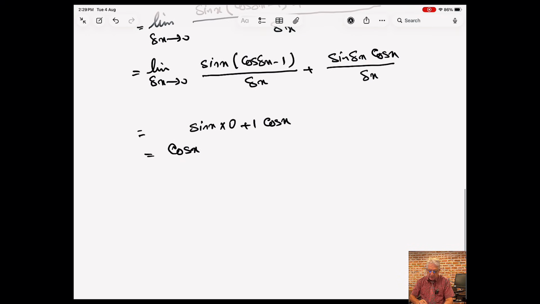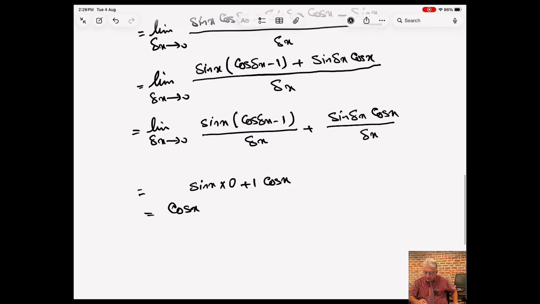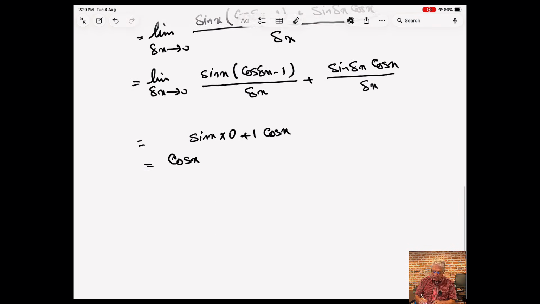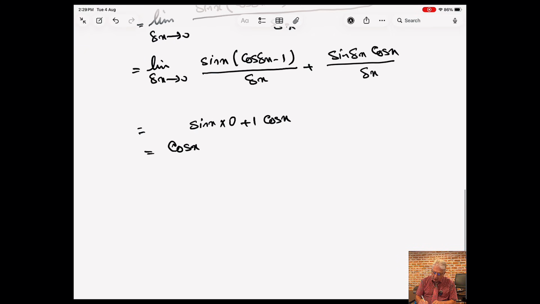Okay, now let me go exactly the same method. You can find, for now we have already defined if y is equal to sine x, dy by dx is equal to cos x. Therefore this is already proven.